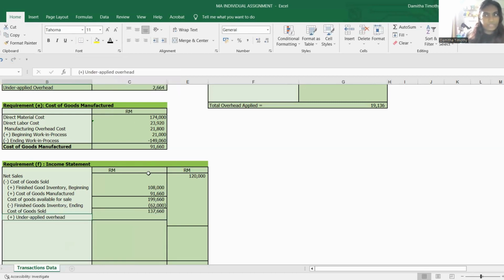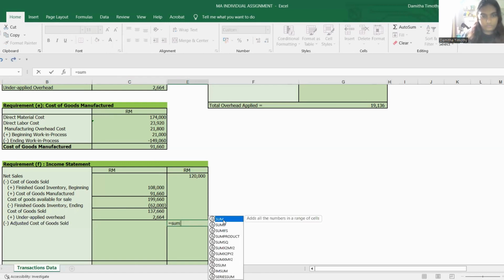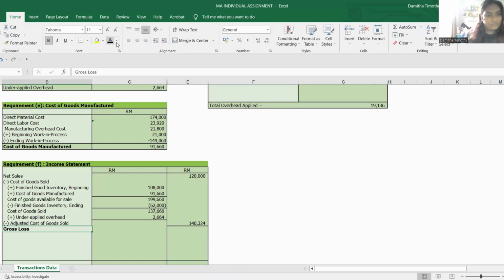And next we'll move to the under applied overhead. So for the under applied overhead, we have to add the value, which is 2,664. And then next we'll move to the adjusted cost of goods sold. For the adjusted cost of goods sold, we will have to add cost of goods sold and also under applied overhead. And then we'll move to the gross loss. So it's considered as gross loss because the net sales is smaller than the adjusted cost of goods sold.